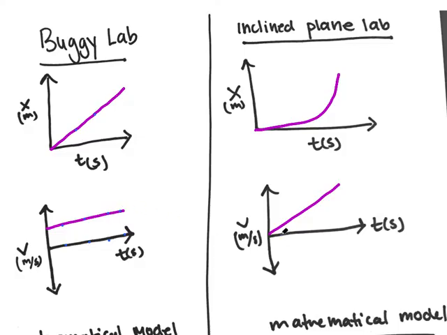Here, it's a little bit different. At every second, our velocity is actually going up and up and up. So to start, our initial velocity at 0 seconds is actually 0 meters per second. We're not moving at first. And then as time passes, we get faster and faster and faster.